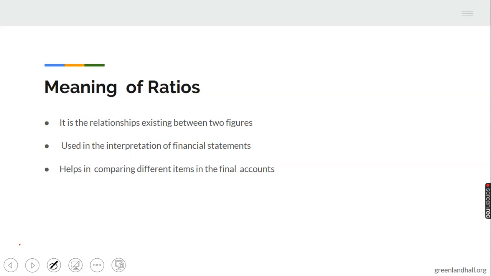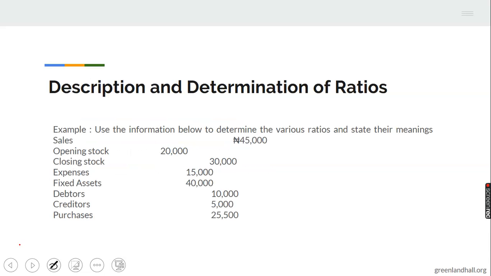Then number 2, you should be able to use and interpret financial statements. Three, help in comparing different items in the final accounts. We are going to look at an example to drive in all these objectives.